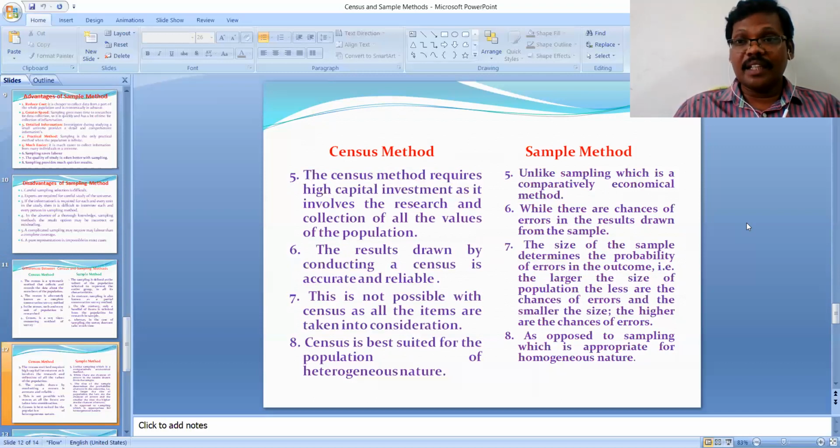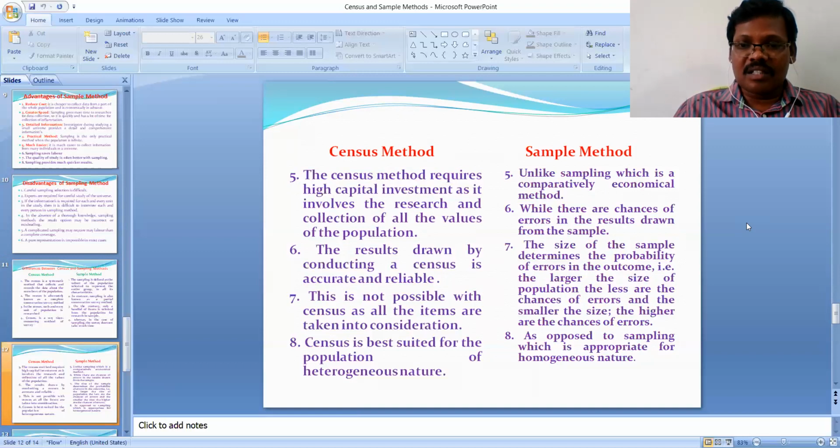So why are there some errors? Because we are not taking the information from the whole population. That is the problem. In the census method, this is not an issue, as all the items are taken into consideration. But in the sample method, the size of the sample determines the probability of errors in the outcome.